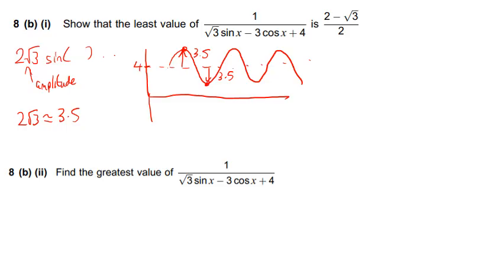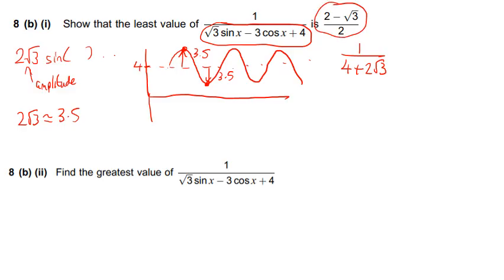So the least value of this function must be where this bit is the greatest. So we're looking for the peak. So what's the value of the peak? So we've got 1 divided by 4 plus the amplitude, 4 plus 2 root 3. But that's not what we're given. So how do I get to there?